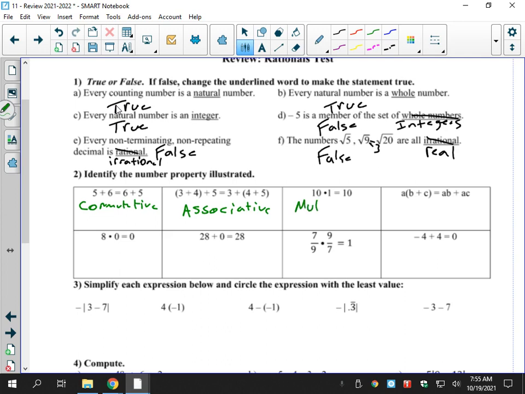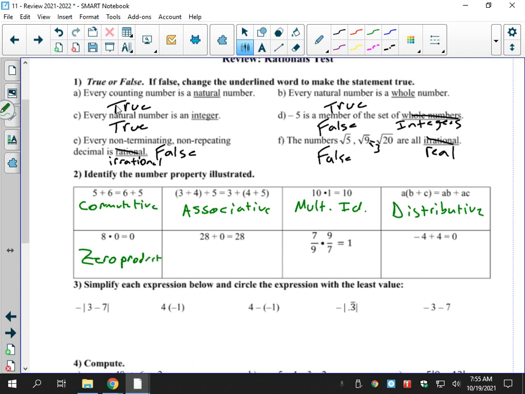Then we've got our multiplicative identity. The number times 1 is just itself. A times B plus C equals A times B plus A times C. There's our distributive property. H times 0 equals 0 equals the zero product property.